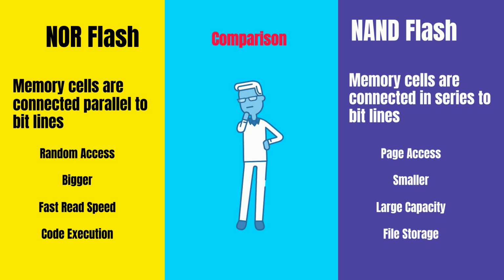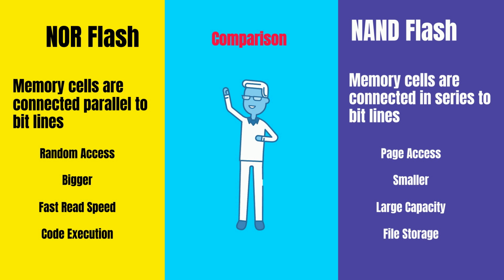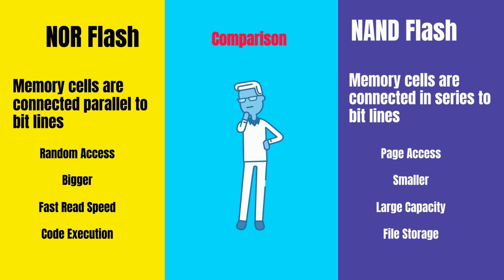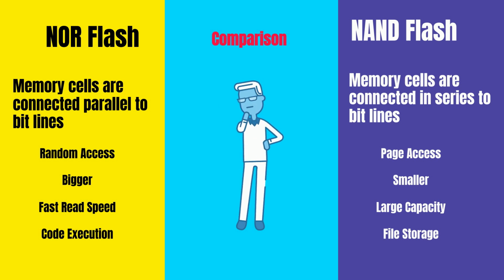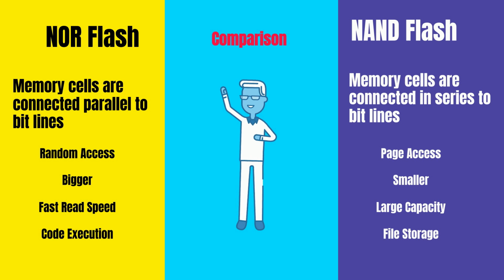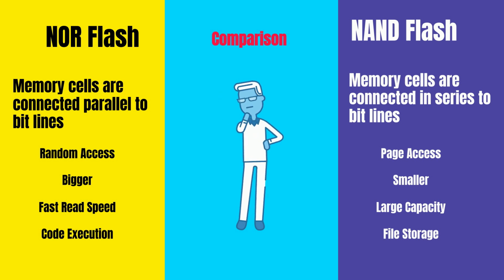Firstly, NOR flash allows random access, whereas NAND allows page access. Besides that, NAND flash is smaller in size than NOR flash, which makes it cheaper and enables more bits to be assembled into the package, offering a higher storage capacity than NOR flash. Although NAND flash might seem to be the better option, both NAND flash and NOR flash have their own application.